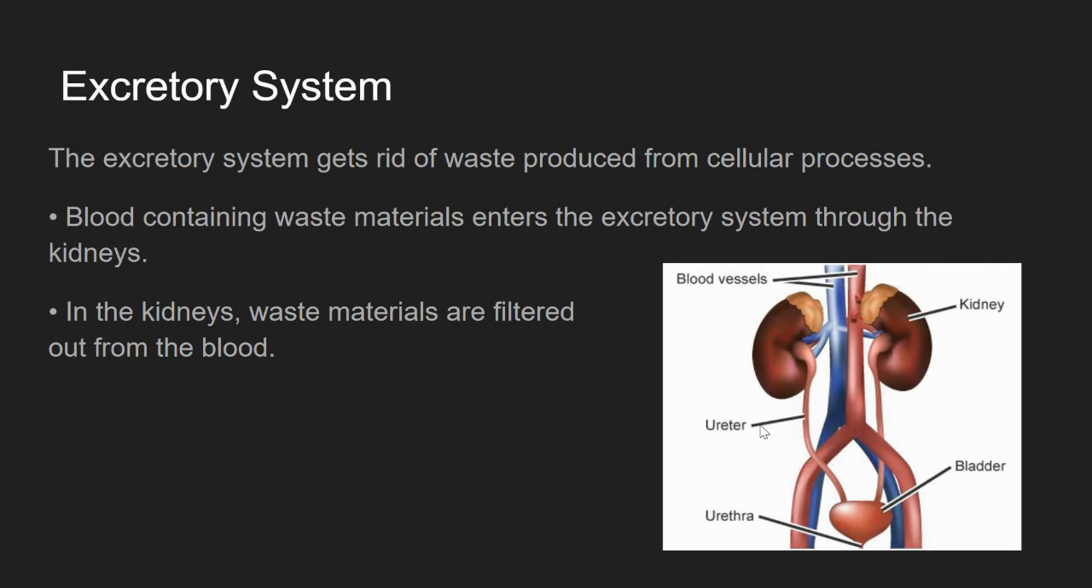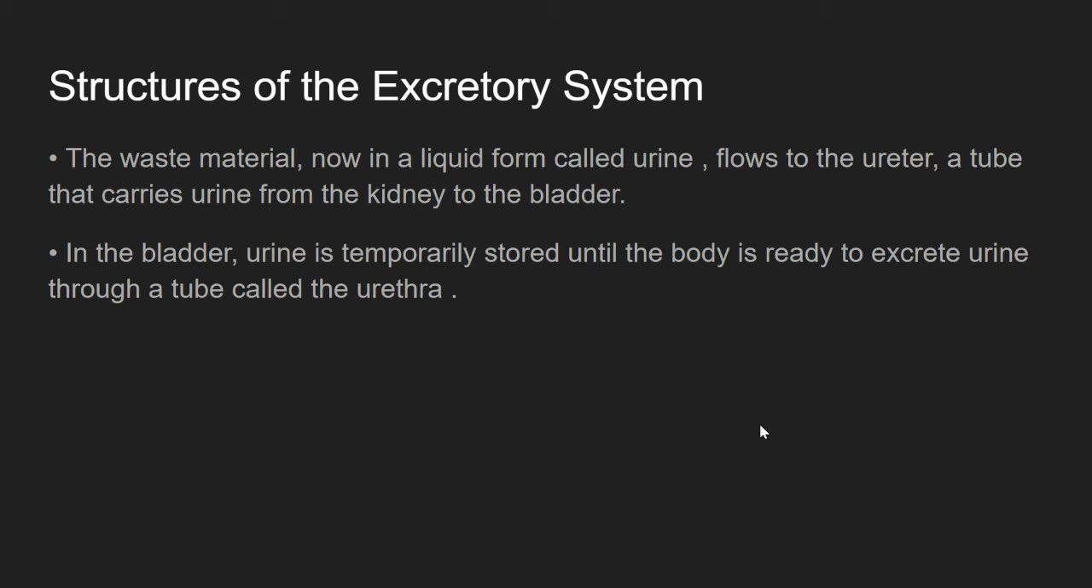Now, the excretory system gets rid of waste produced from cellular processes. Blood containing waste materials enters the excretory system through the kidneys. And in the kidneys, waste materials are filtered out from the blood. Now, the waste material, now in a liquid form called urine, flows to the ureter, a tube that carries urine from the kidney to the bladder.